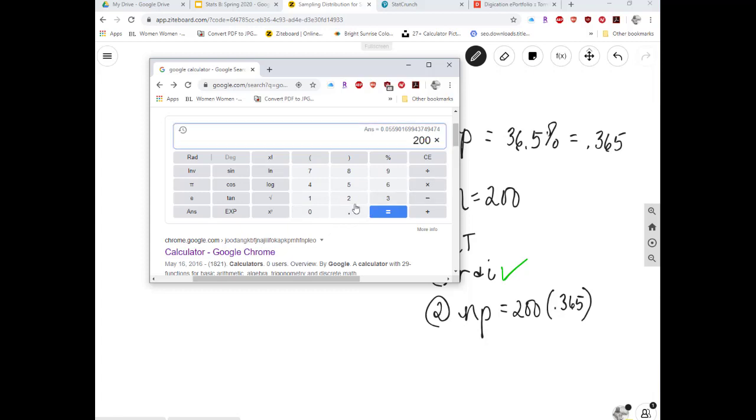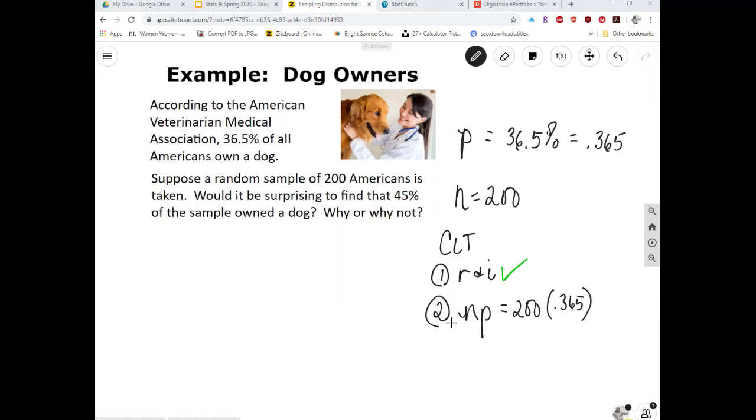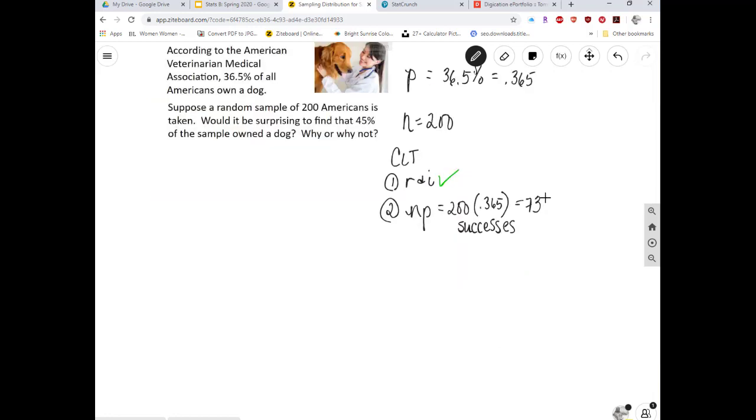200 times 0.365 equals 73. So if I've got 200 people, it's expected that I will have 73 successes. Is 73 greater than or equal to 10? Yes, it is. So this is looking good. Okay, so that's my successes.